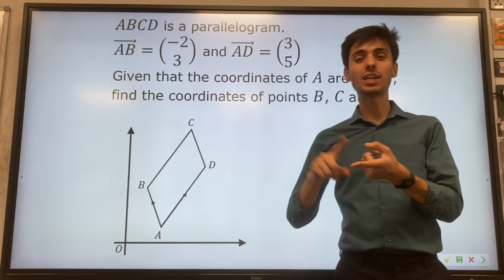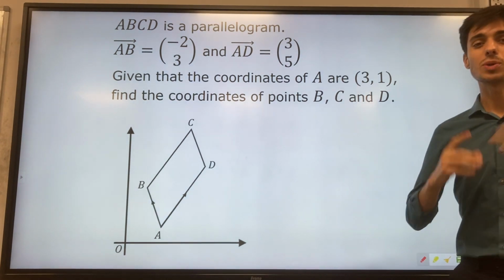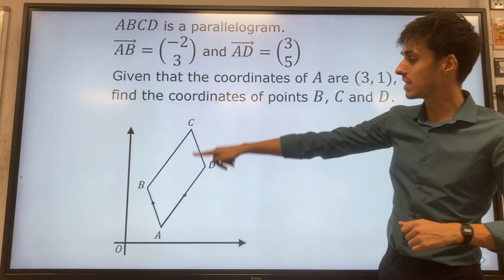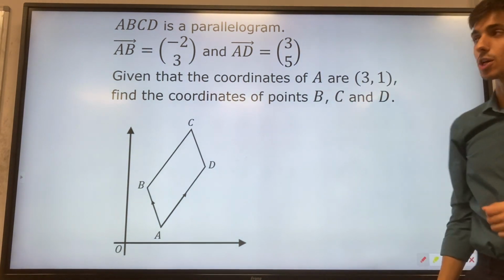In this video, we're going to be combining vectors and coordinates to solve some shape problems. So let's have a look how we do these kind of questions. We've got A, B, C, D, that's this shape. It's a parallelogram. That will be really important later.